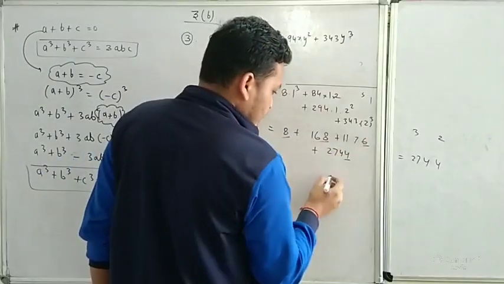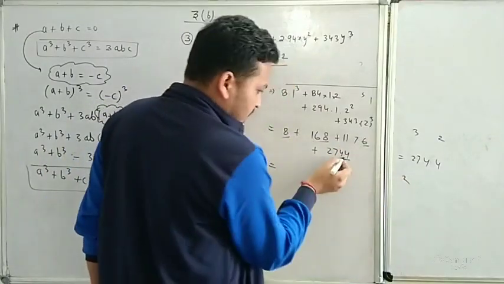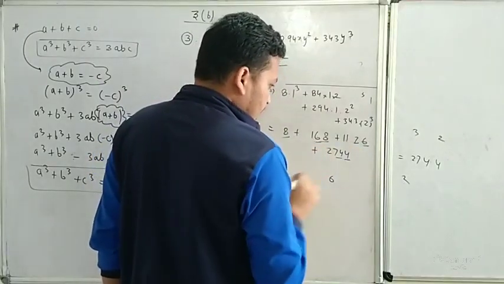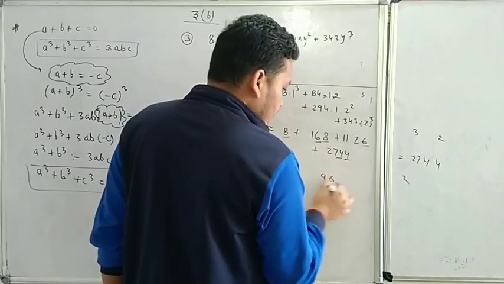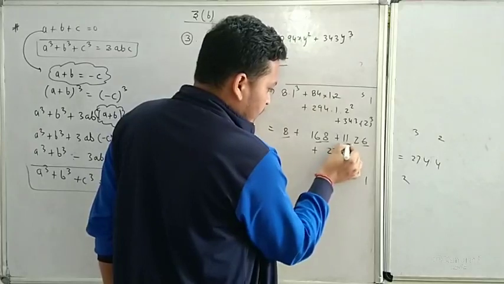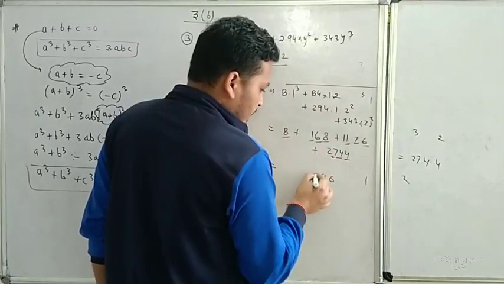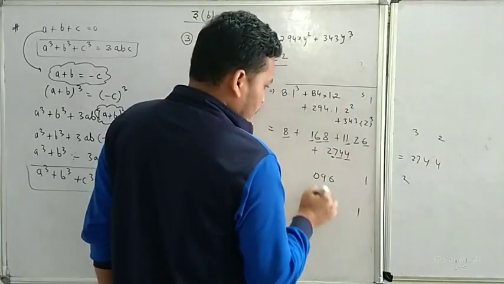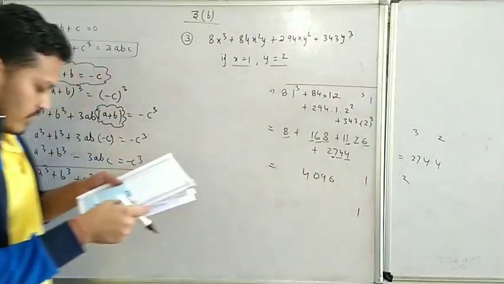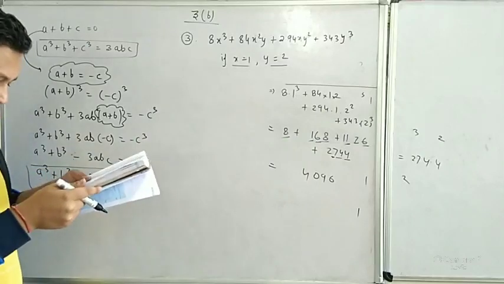4 and 20 and 6 is 26, carry 2. Okay, next second digit: 4 and 7 is 11, 11 and 6 is 17, 17 and 2 is 19, carry 1. Next 7 and 1 is 8, 1 is 9 and 1 is 10, 0 carry 1. Okay, 2 and 1 is 3 and 1 is 4. So 4096 is the solution of this question.